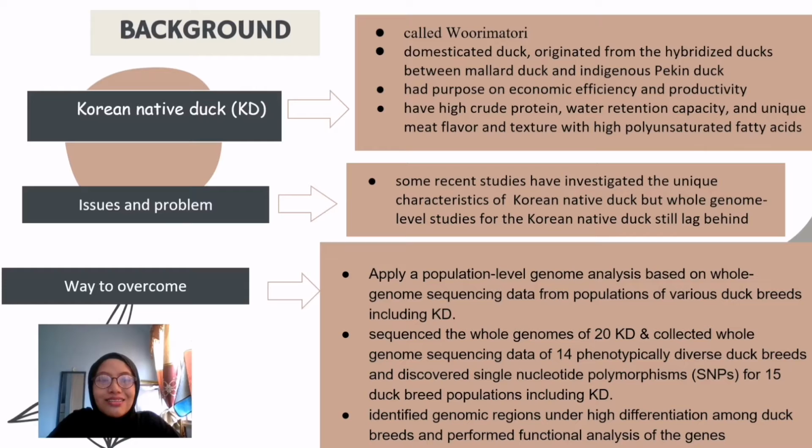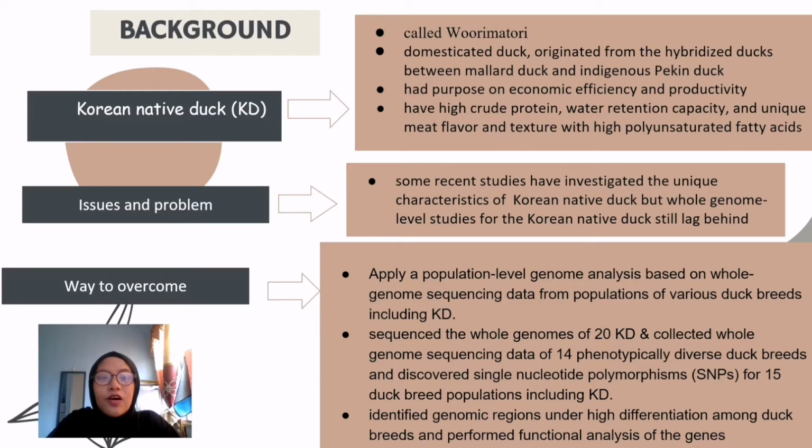So this article is about the Korean native duck that we call as a woolly. The duck is a domesticated duck originated from the hybridized duck between Malay duck and indigenous Peking duck. It has purpose on economic efficiency and productivity. It also has high crude protein, water retention capacity, and unique meat flavor and texture with high fatty acid.